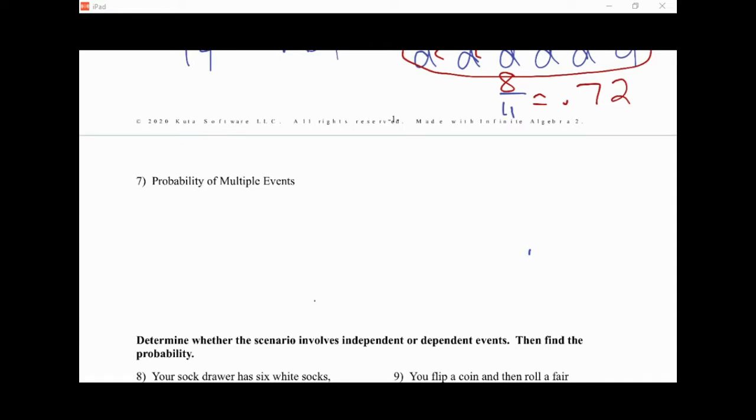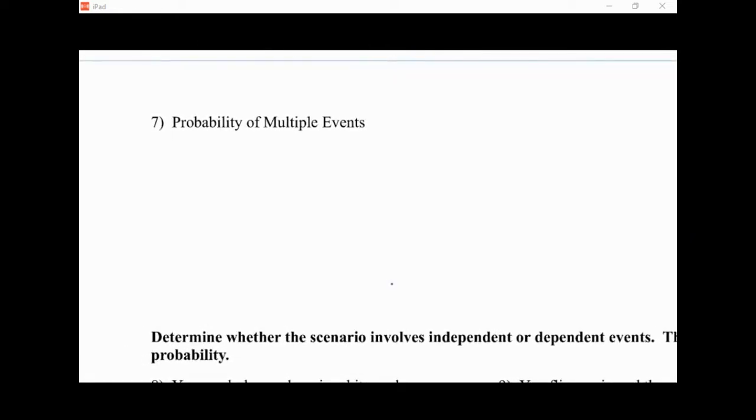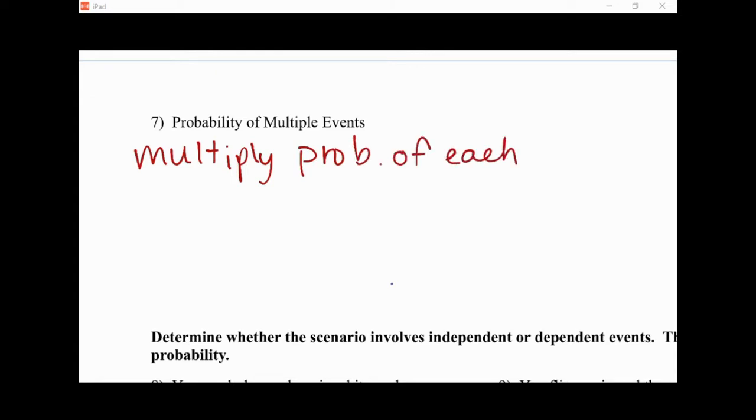This is the new stuff for today: probability of multiple events. Essentially, when you're finding the probability of 2 things happening, like one then the other, you just multiply the probability of each event together. But the one thing you have to be aware of is whether or not the 2 events are dependent or independent.